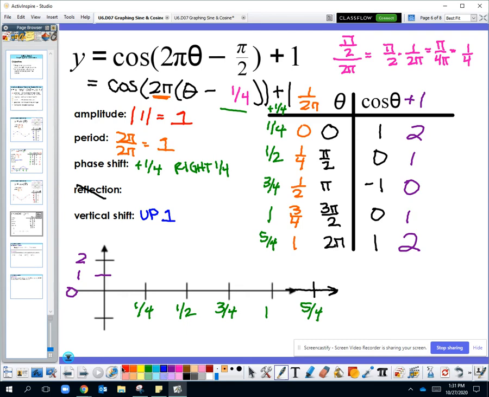All right, and then we would plot the 5 coordinate points. At 1/4, we're up at 2, slowly moving down to 1, then 0, and then back up. So it's important to make this shape look more curved than an absolute value function. You don't want it to look too pointed. And there we have it.